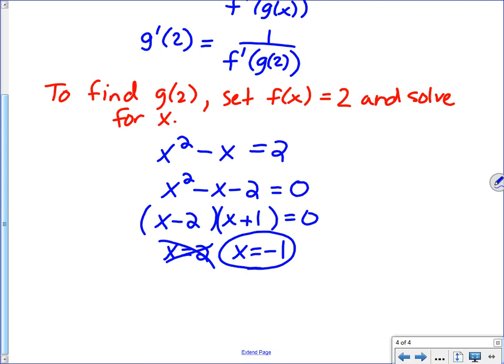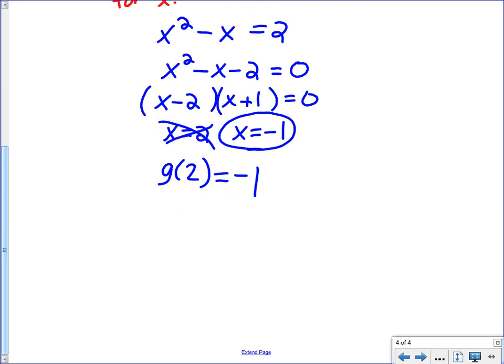All right, so that is telling us that g of 2 would equal -1. And if you're still wondering where that came from, by setting f of x equal to 2 and solving for x, that's telling us that f of -1 equals 2. Which would work out if you plugged in a -1. -1 squared is 1, minus -1 would become 1 plus 1, which equals 2.